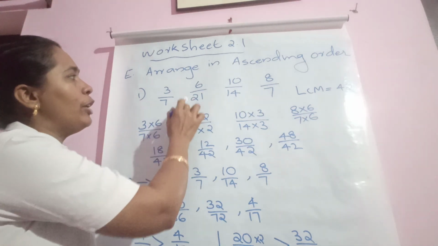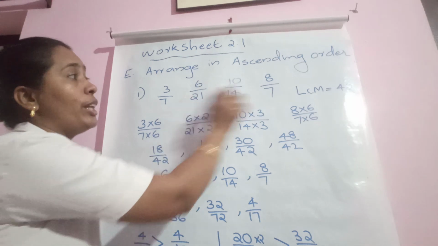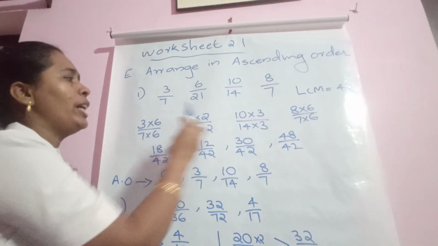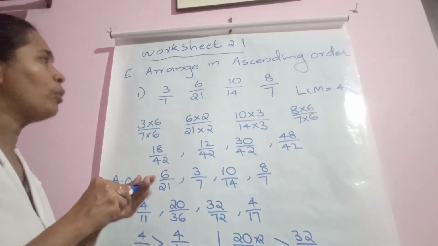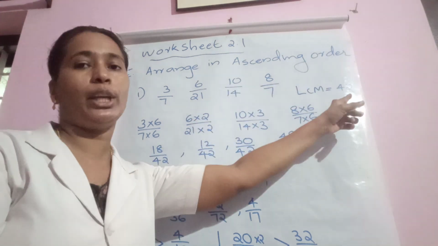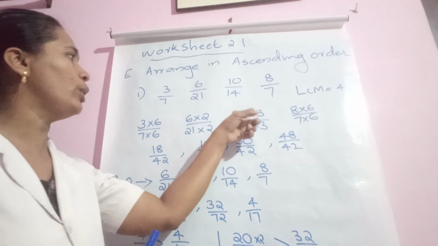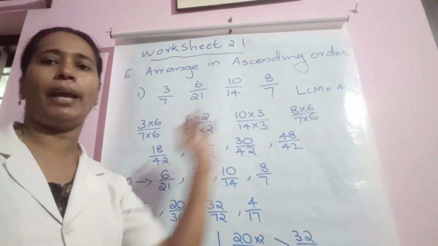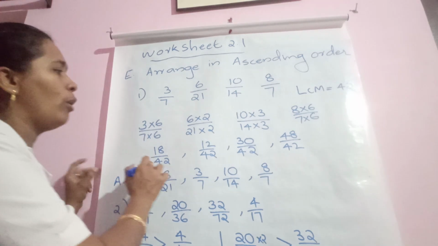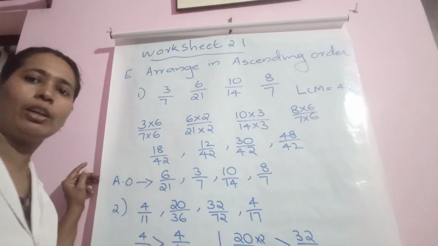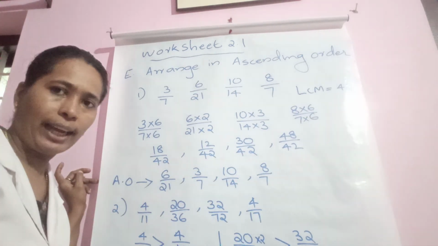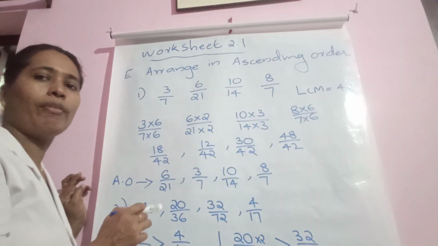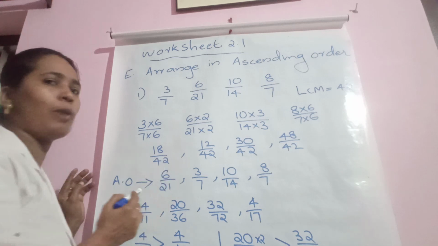Then the second one, the denominator is 21. How do you make 21 into 42? Multiply by 2. So 6 into 2 by 21 into 2. Similarly, how to convert 14 into 42? Multiply by 3, so into 3 by into 3. For 8 by 7, like the previous one, multiply by 6. Now all the fractions have the same denominator. These are called like fractions. Then we can arrange according to the values of the numerators, which is the smallest one.